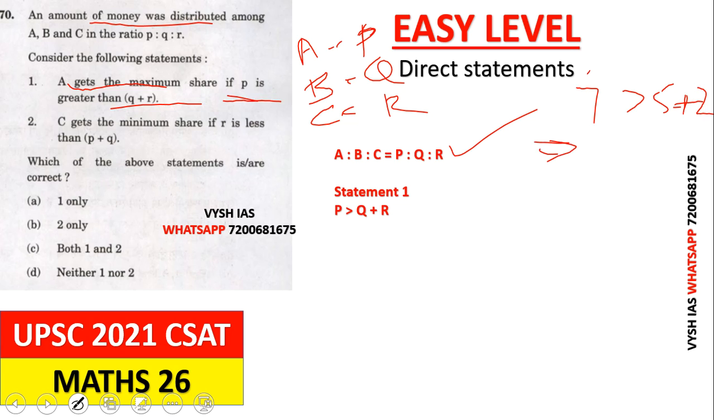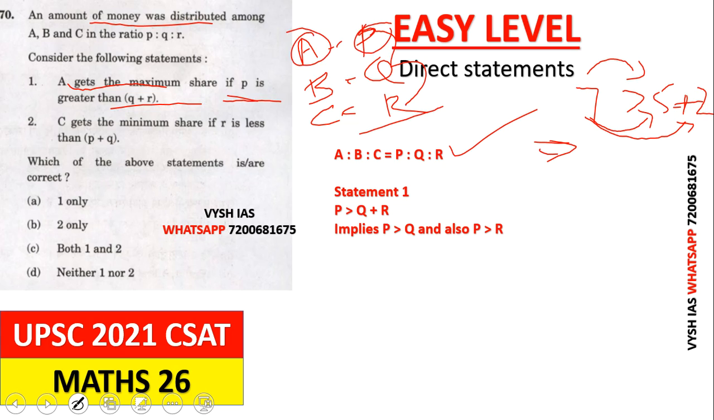If a number is greater than the sum of 2 other numbers, this number will be individually greater than each of these. If 7 is greater than 5 plus 2, 7 will be greater than 5 also, 7 will be greater than 2 also. That is what I am writing here. Implies P greater than Q also, P greater than R also. That means P is the highest number. That means A got the maximum share.